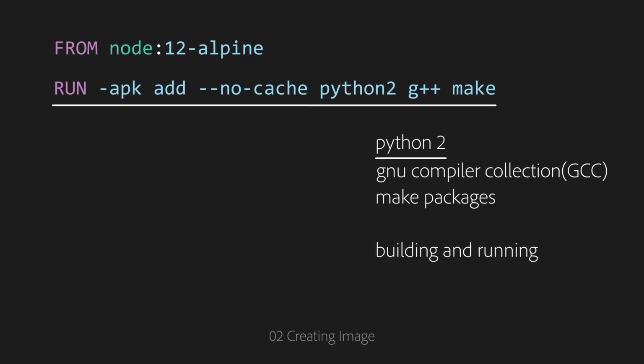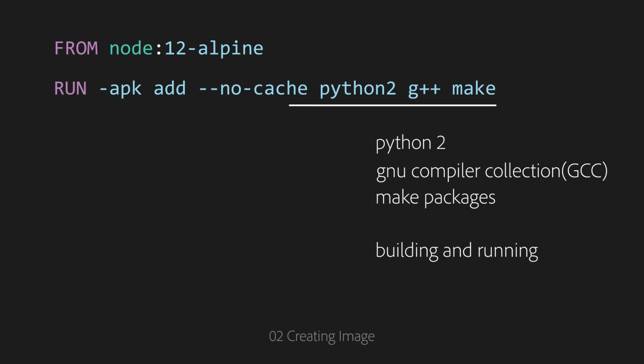The Python 2 package is likely required for some build tool or dependency. The GCC package is a common compiler tool chain required for building many types of software, and the make package is a build automation tool used to compile and link source code into executables.